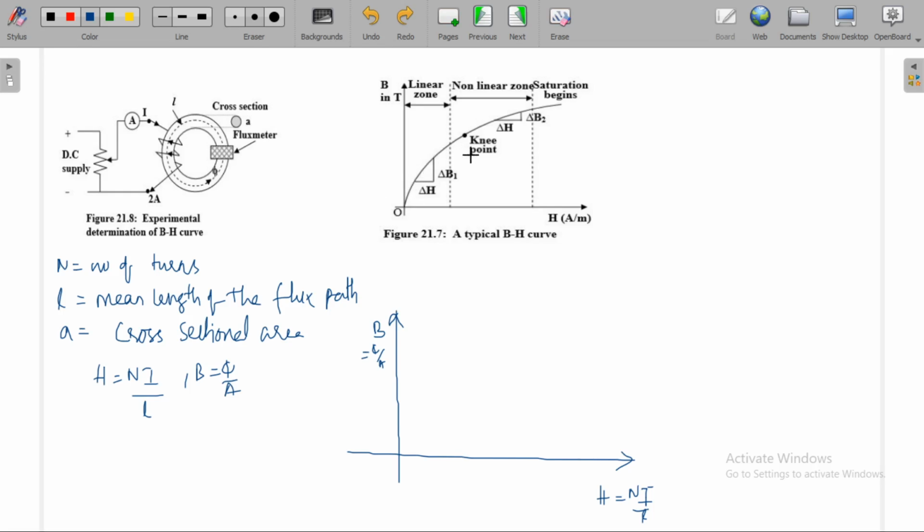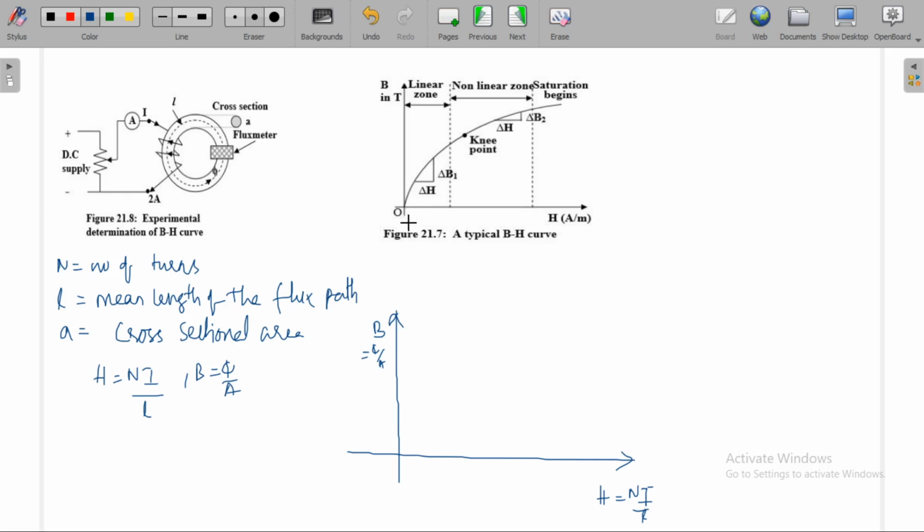Now after this point, the BH curve starts deviating from the linear relationship and enters into the non-linear zone. This is the non-linear zone. After this point, finally you're going to have the saturation region.